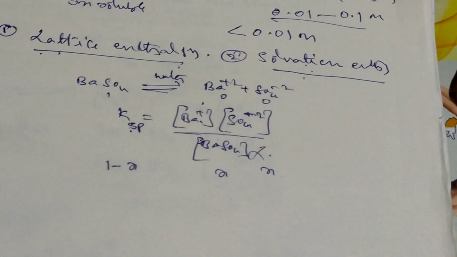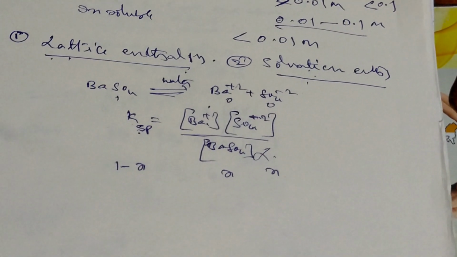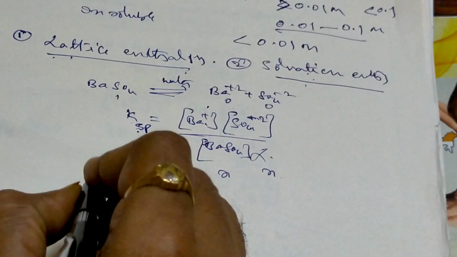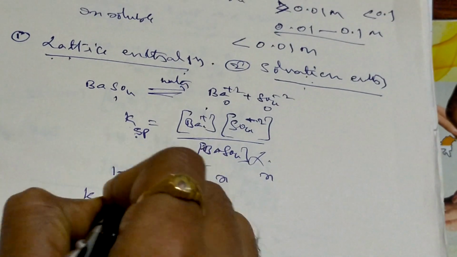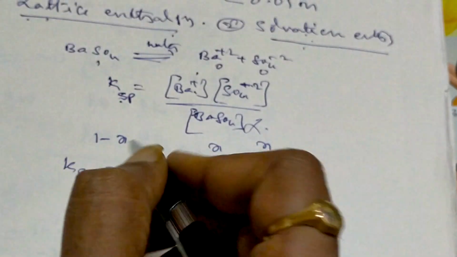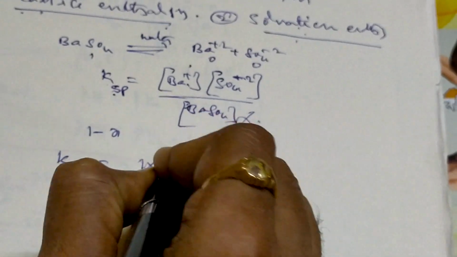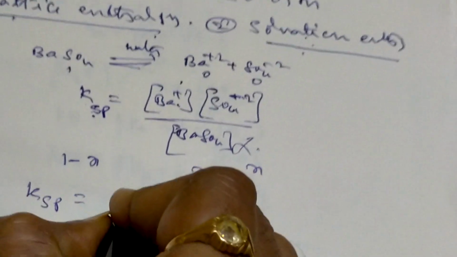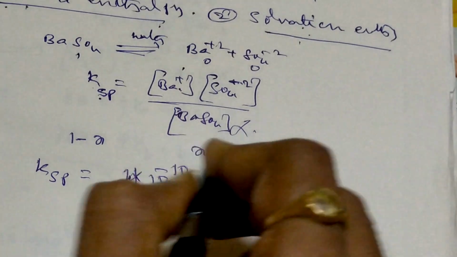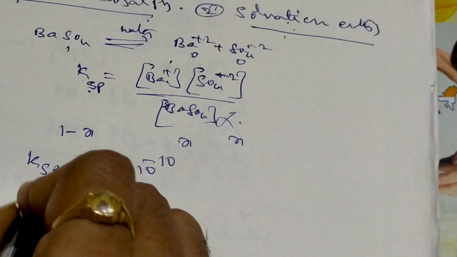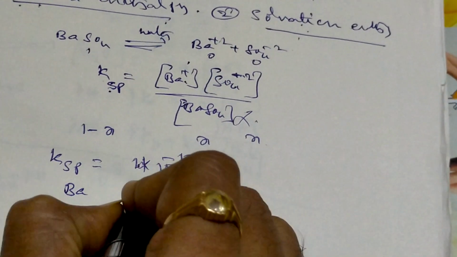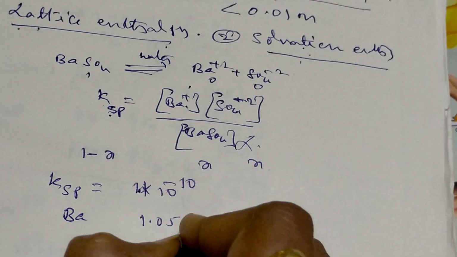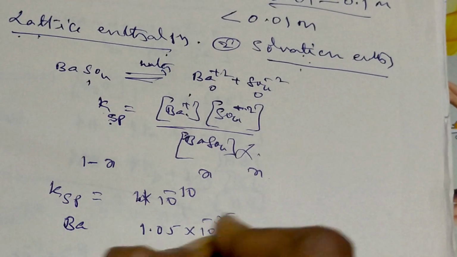So finally, if you look at barium sulfate, practically KSP is taken as 1.1 into 10 to the power of minus 10. That is nothing but x square. So barium solubility will be the square root of this, 1.05 into 10 to the power of minus 5.